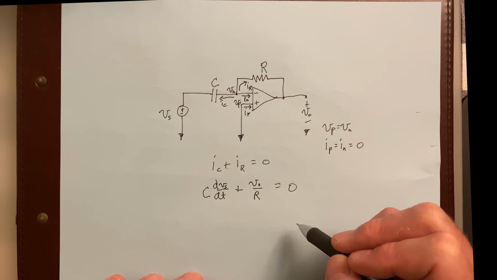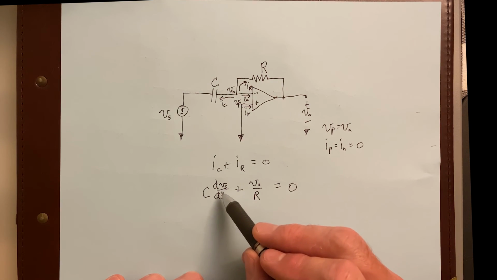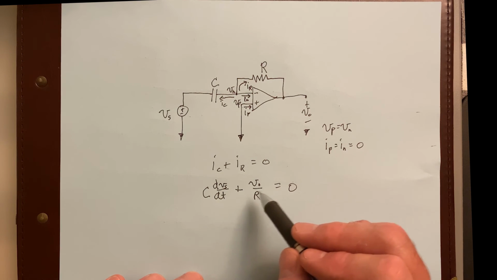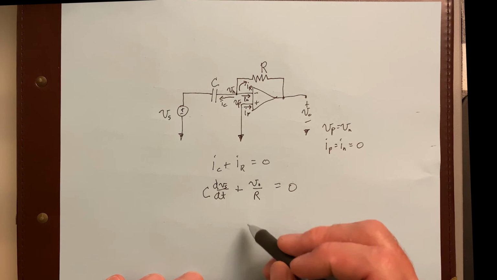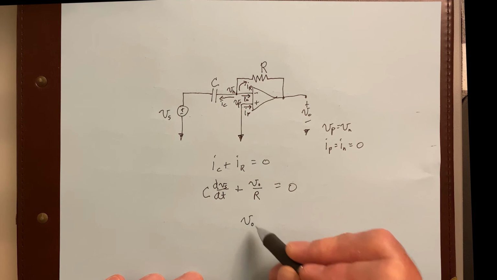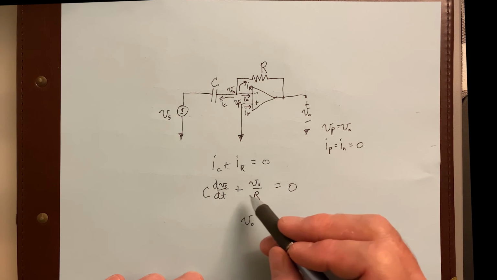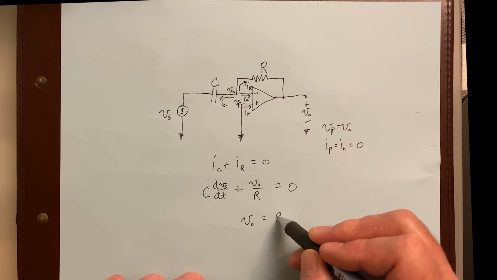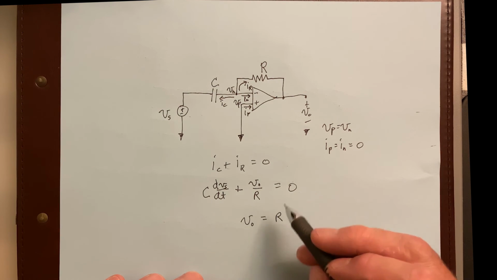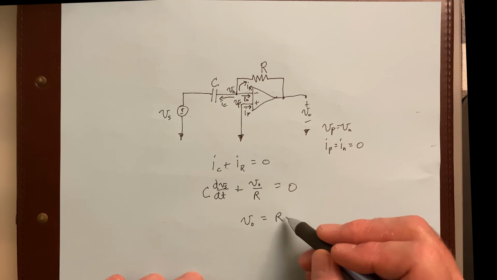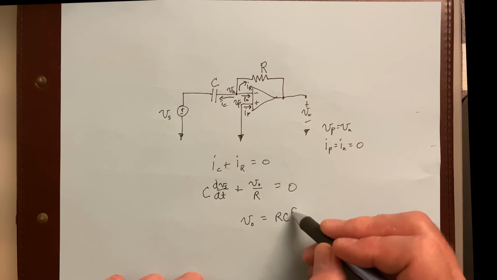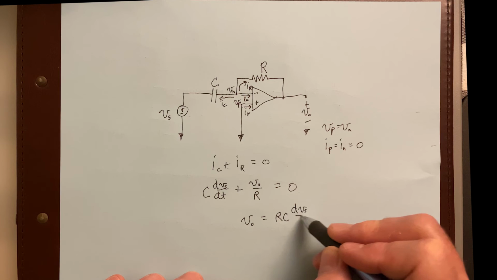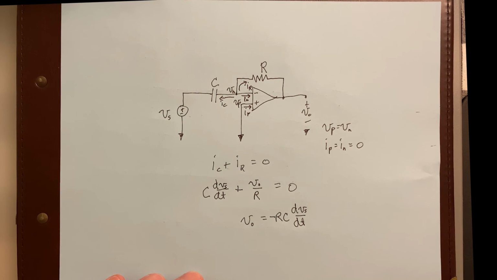Okay, well, this equation right here, if you solve for V naught out of it, notice what you get. Let's say V naught, we're going to multiply by R to get rid of that one, and then move this on the other side. That's going to be C dV sub S dt. There's going to be a negative sign right there, okay?